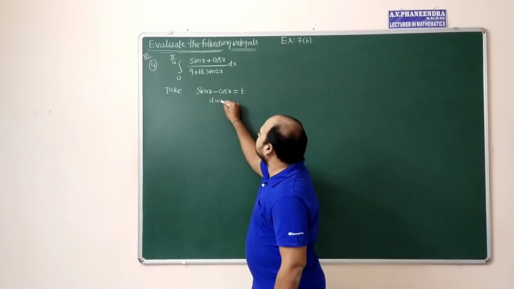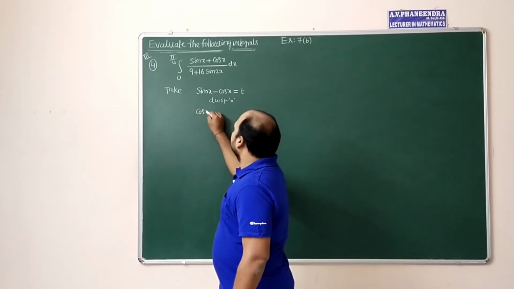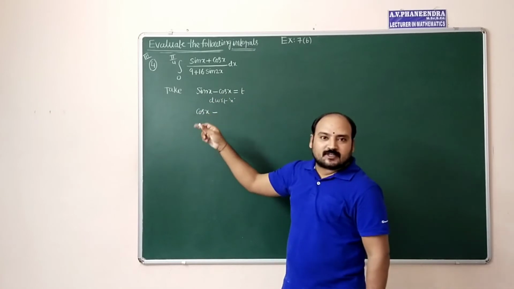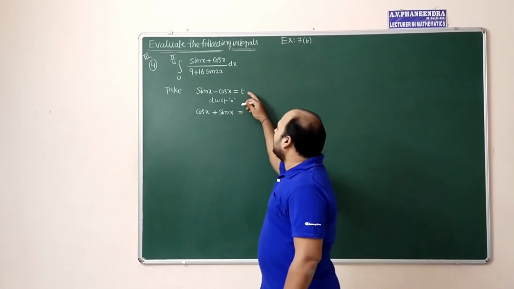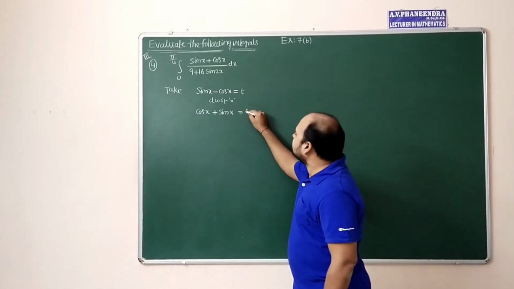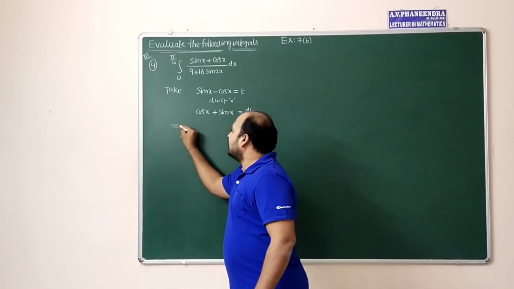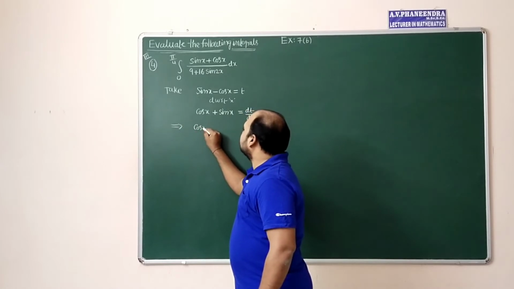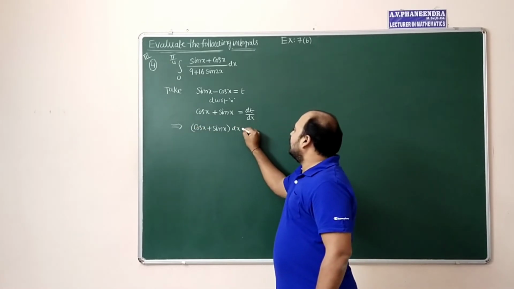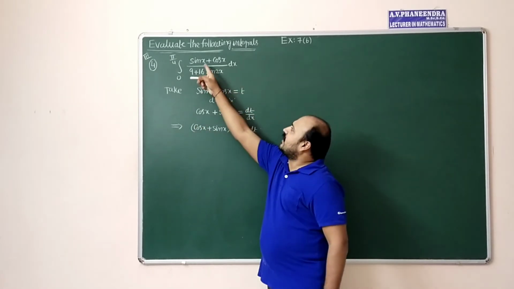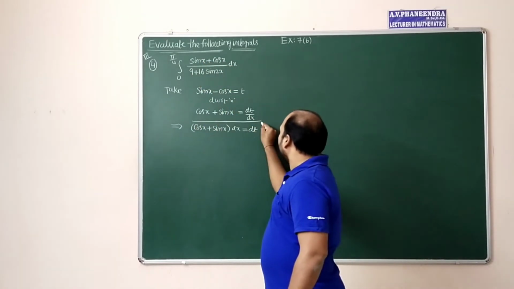Differentiate with respect to x. What is d by dx of sin x? Cos x. Minus d by dx of cos x, minus sin x. So minus of minus is plus. Equal to t, differentiation with respect to x, dt by dx. So cross multiply dx. We will get cos x plus sin x into dx is equal to dt. Exactly this value is there: cos x plus sin x into dx equal to dt. We got the numerator value.